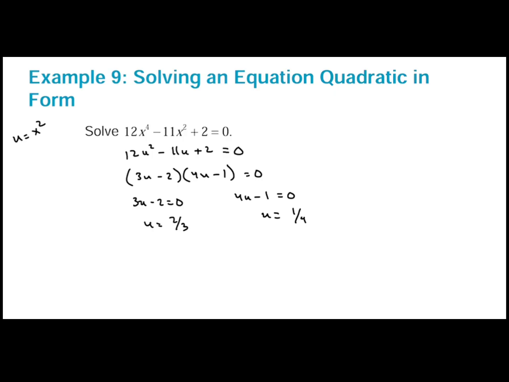Now, when we rewrite this, x squared is equal to 2/3, and x squared is equal to 1/4. Now, you have to take the square root of both sides, right? So if I take the square root of both sides, I get x is equal to plus or minus the square root of 2/3, and x is equal to plus or minus 1/2, because the square root of 1/4 gives plus or minus 1/2.